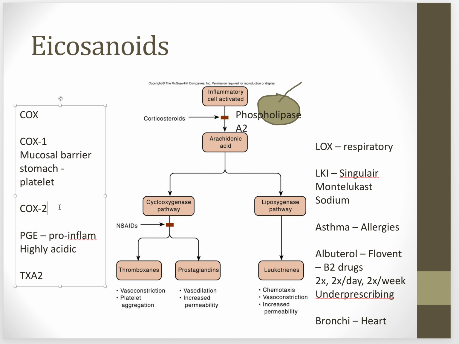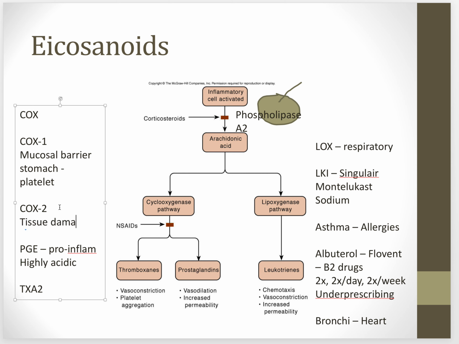COX-2 is the enzyme that is only activated when there's tissue damage. So in our example where somebody has cellular damage, there's a splinter, a paper cut, that's when the COX-2 enzyme is activated. So the COX-1 enzyme we like, it does good things for our body. COX-2 we don't like. It still is going to lead to the production of thromboxanes and prostaglandins, but it's only in the case of inflammation.